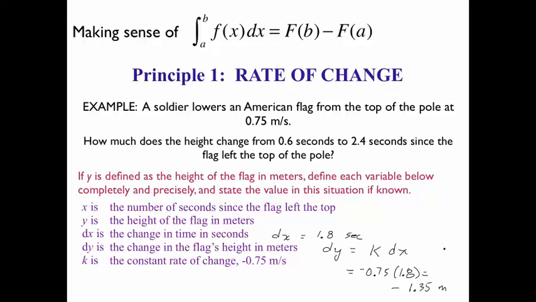So what does negative 0.75 meters per second tell us? It tells us a lot more than just that every second it goes down 0.75 meters. It tells us how far it goes down in any change in time. If it's a constant rate of change, that value tells us how much it goes down in any change of time: 1.8 seconds, 10 seconds, 5 seconds. That's the key to this, constant rate of change. Okay, and so that was our dy, negative 1.35. Any questions?